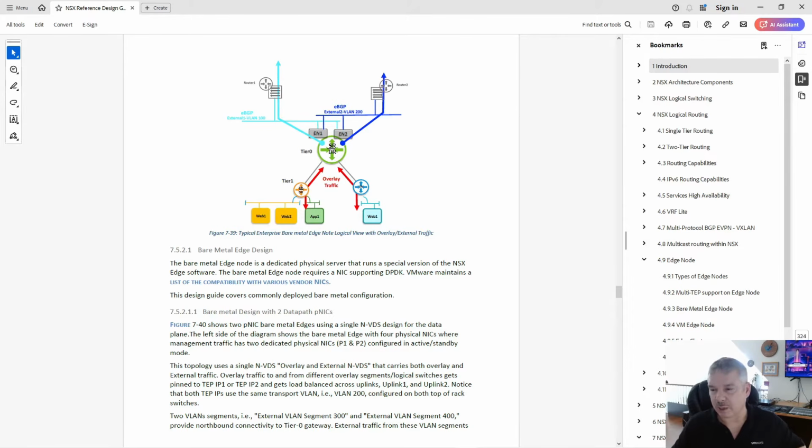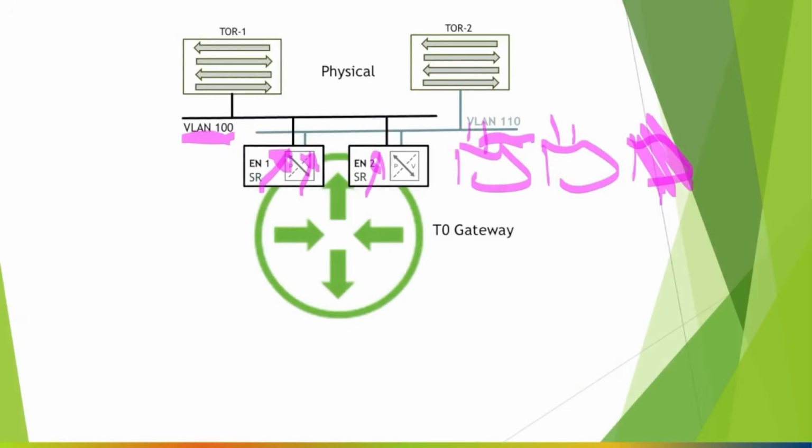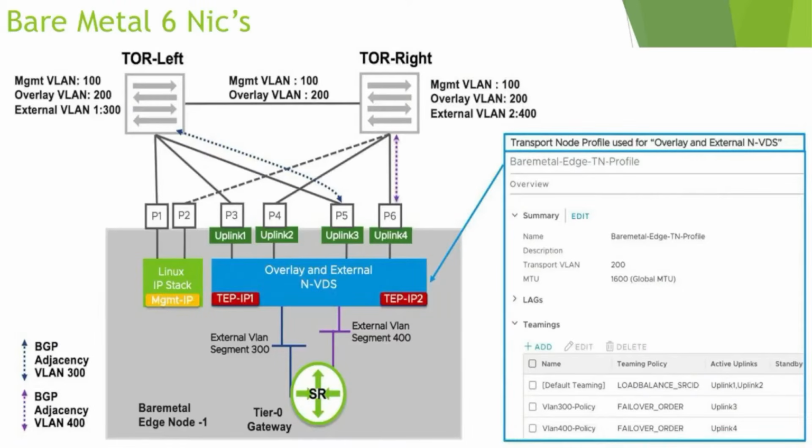Anyways, let's go back to my iPad here. So there are a couple of ways we could achieve this. With a bare metal edge, I'm not going to go down the road of bare metal edge. You've got a lot of flexibility with bare metal edge as far as I'm concerned. Here in the design guide, they talk about a 6 NIC bare metal edge.